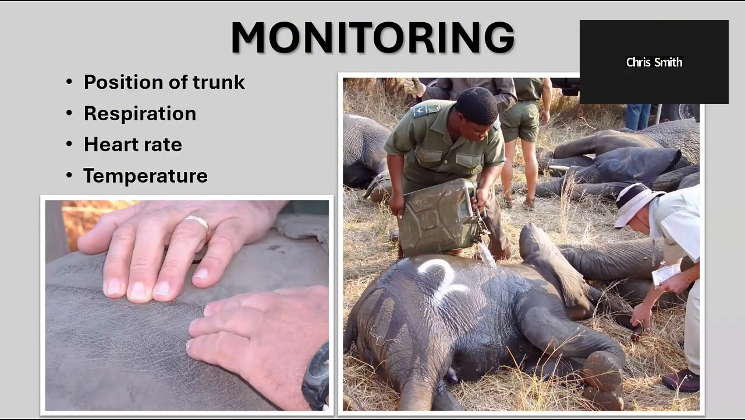So the first thing that you want to do, obviously, is check the position of the trunk. Like we showed in that earlier picture, we want that trunk to be extended and open, propped with a little stick. And then we can monitor respiration quite easily. Just bear in mind when we're using the potent opioids, there is respiratory depression.